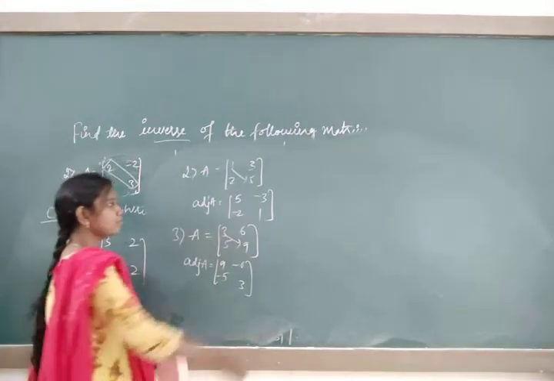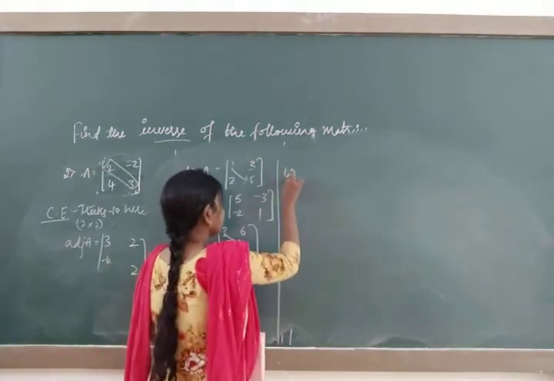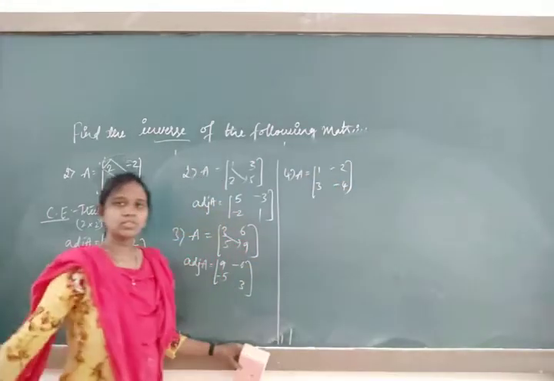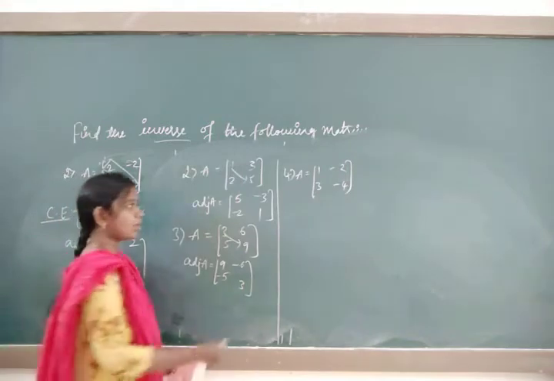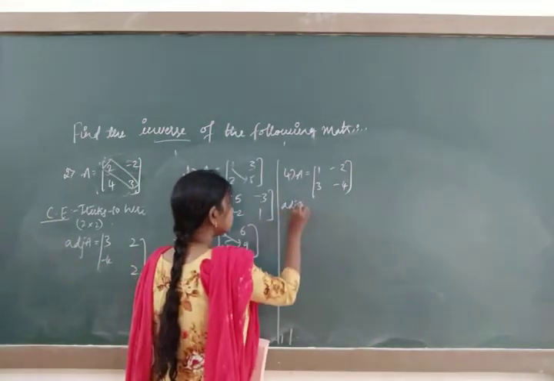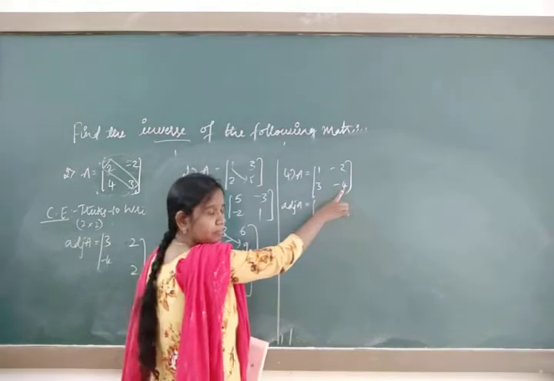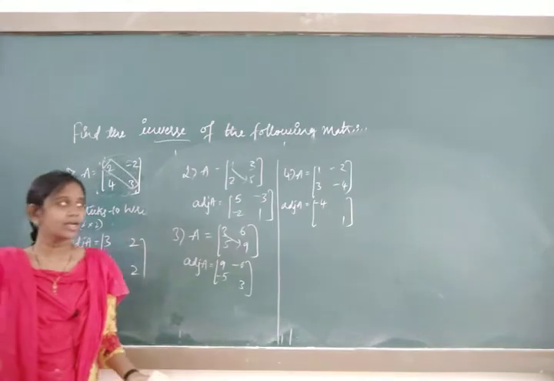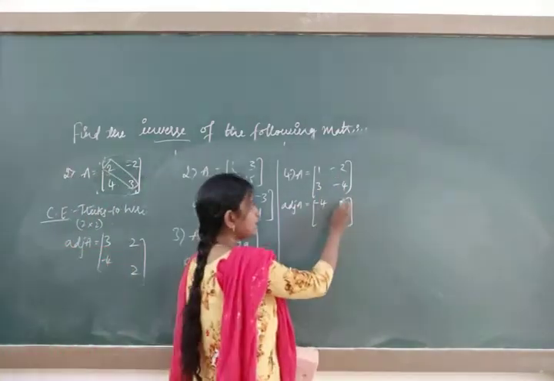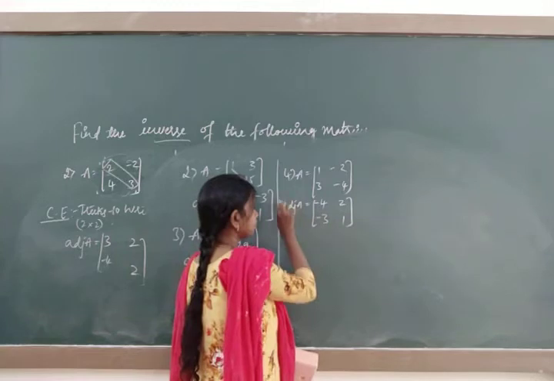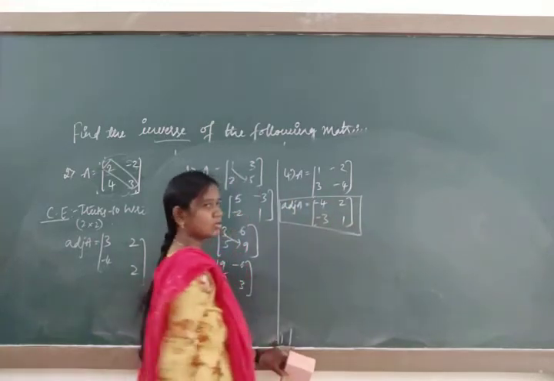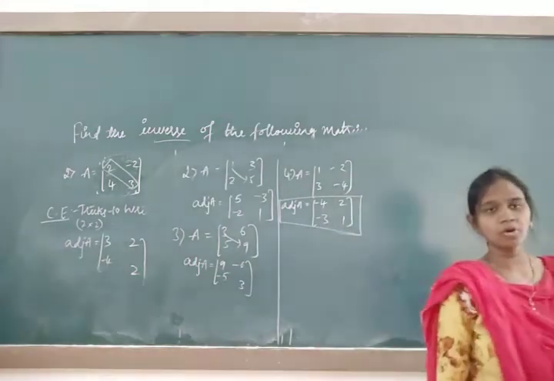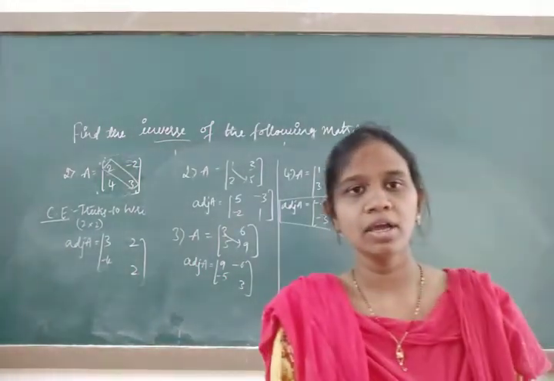Take one more, with negatives. A is equal to 1 minus 2, 3 minus 4. Now how to write adjoint A? Adjoint A is equal to, change the primary diagonal, it will be minus 4, 1. Now the secondary diagonal, you change the sign: it is minus 2, here plus 2, and now it is minus 3. So this type of problems you can face in your competitive examination to write down the adjoint A.